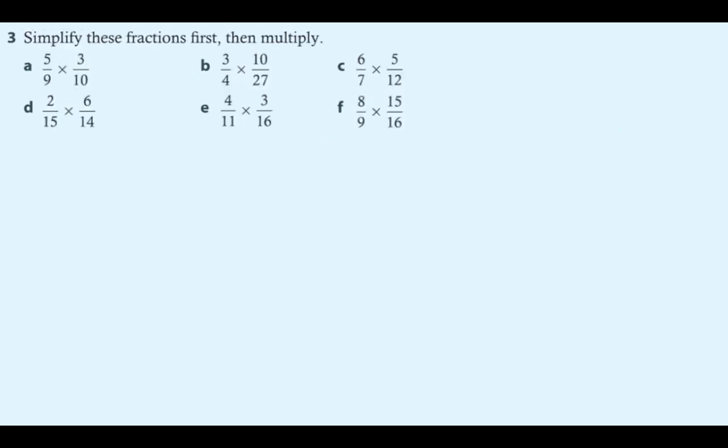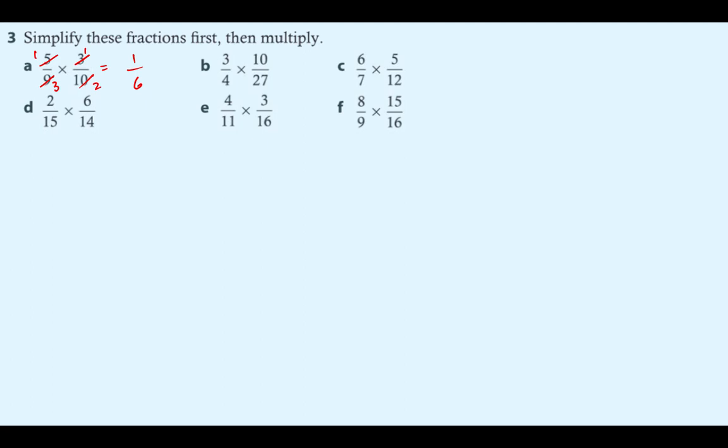Moving to the next question, question number 3. Now the situation is reversed. First they are asking us to simplify the fraction first and then multiply the answer. So if you look here, 3 times 1 is 3 and 3 times 3 is 9. 5 ones are 5, 5 twos are 10. So when you simplify them, 1 ones are 1, 3 twos are 6. So 1 over 6 is the answer.